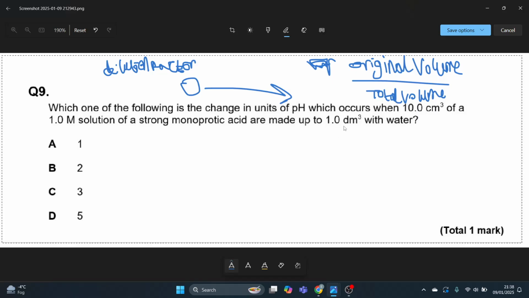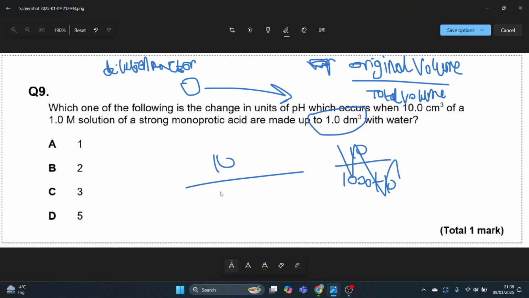Obviously that is 1000 cm³, so 10 divided by 1000 plus 10, right? Because the total is going to be 10 plus that. But if you read the question properly, it says it is made up to that with water. So that means the total is 1000 cm³, aka 1.0 dm³. That's the total that is made up to. So it's actually 10 divided by 1000 in its correct units, 0.01. And that is the dilution factor. We're timesing by 0.01, right?